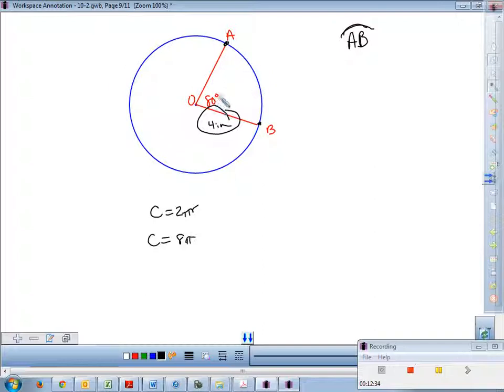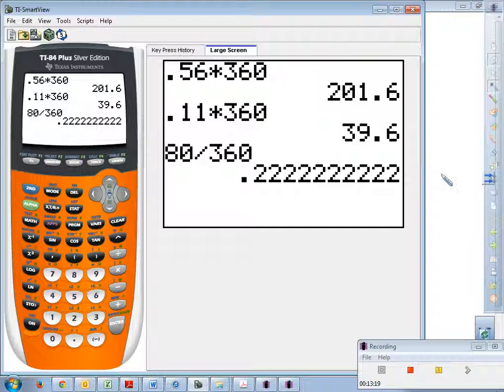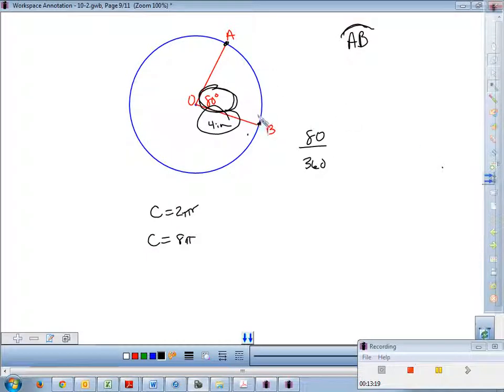Well, we don't want to go all the way around. We only want to go 80 degrees out of the possible 360 degrees. So that's why we figure out what that is as a percent. 80 divided by 360 is 22.2% of the circle. We only want to walk 22% of the way, so we take that percent times the distance all the way around.